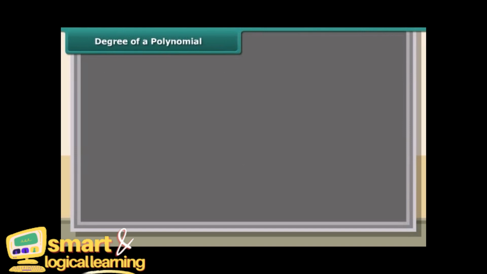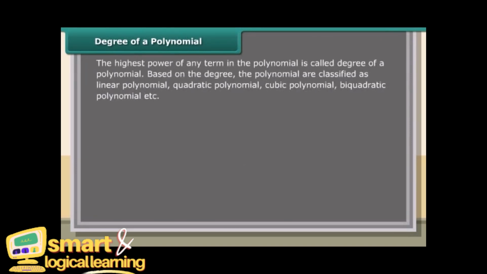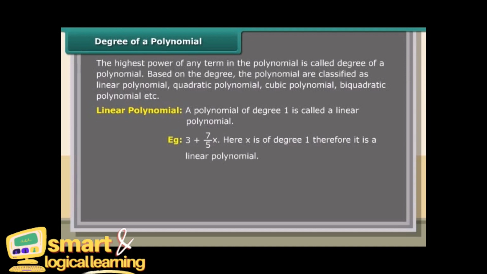Degree of a polynomial. The highest power of any term in the polynomial is called the degree of a polynomial. Based on the degree, polynomials are classified as linear polynomial, quadratic polynomial, cubic polynomial, biquadratic polynomial, etc. Linear polynomial. A polynomial of degree 1 is called a linear polynomial. Example: 3 plus 7 upon 5x. Here x is of degree 1, therefore it is a linear polynomial.